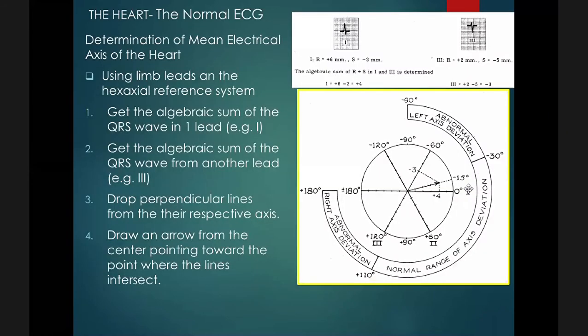Okay, so this is the importance of looking at the hexaxial system because the normal axis is from -30 to +110. So, ang tinuturo ko sa students to make it easier is you just look at lead 1 and lead 2. If both are positive, meaning upright, automatically the axis is normal because positive ang lead 1 mo and lead 2 mo is positive. Therefore, the axis is just between 0 to +60. So, normal yung axis mo. So, that's how to make it faster.